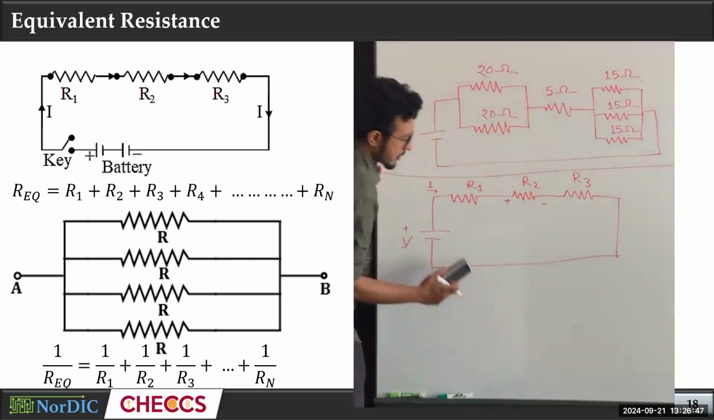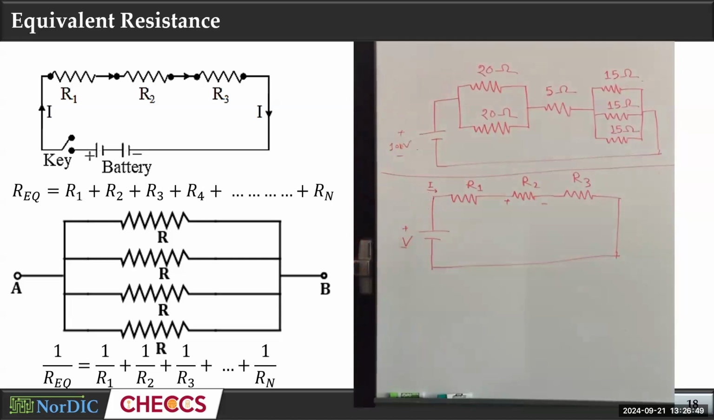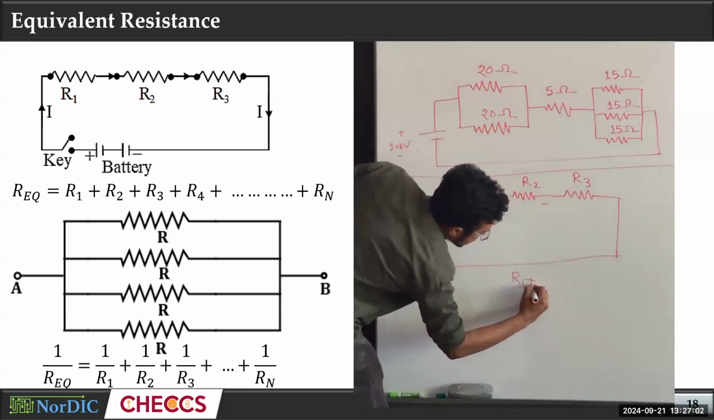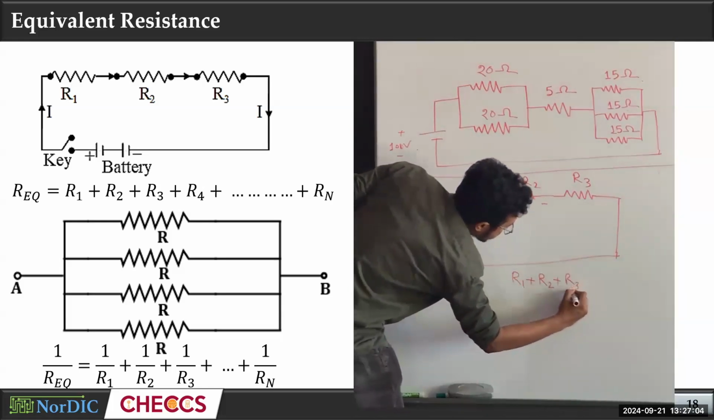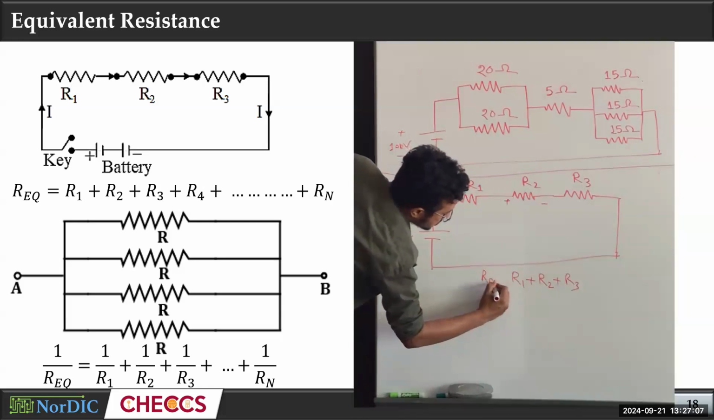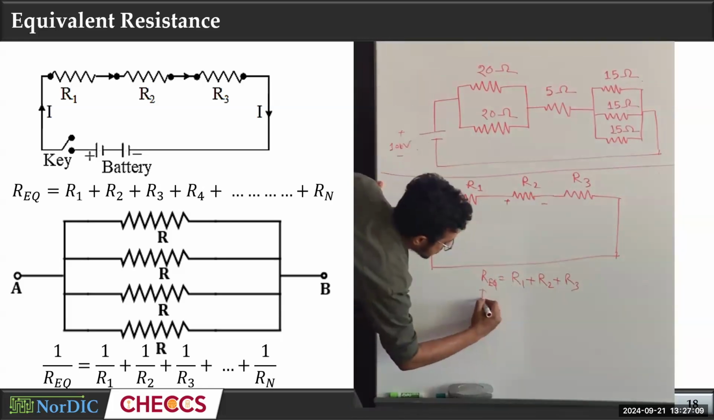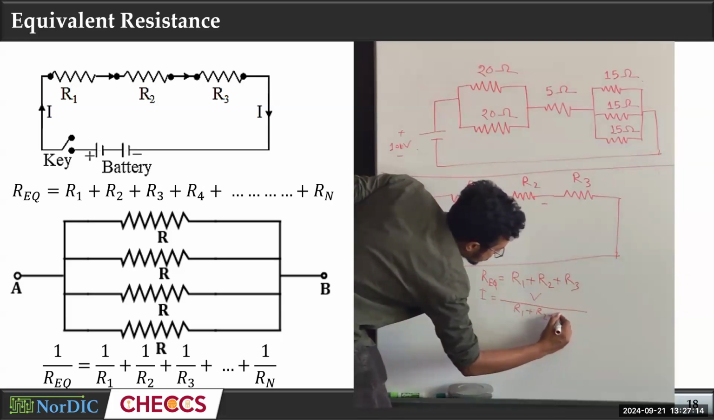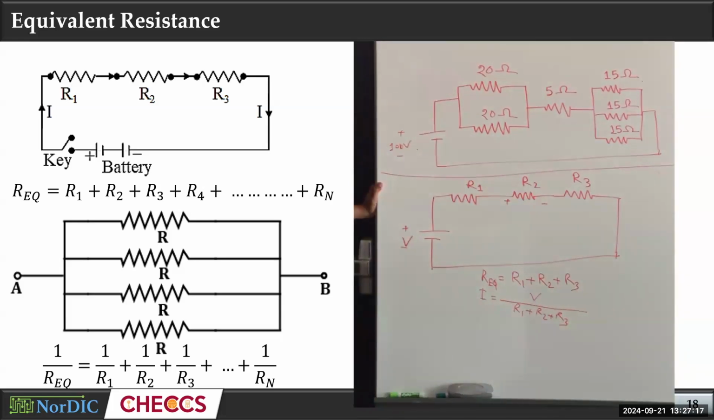There is actually a way where you can do that in just one step, and that will come in handy when you solve bigger circuits. So think about it. If I ask you what is the equivalent resistance here? Equivalent resistance is R1 plus R2 plus R3, right? And what is the total current here? V by R1 plus R2 plus R3. Does any one of you have any question about it? Any confusion?